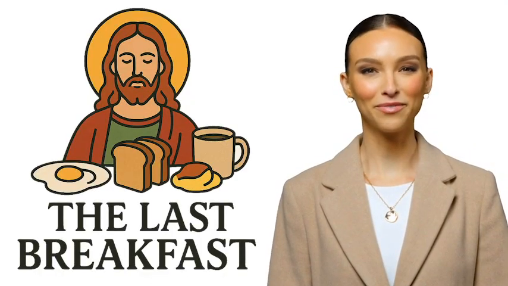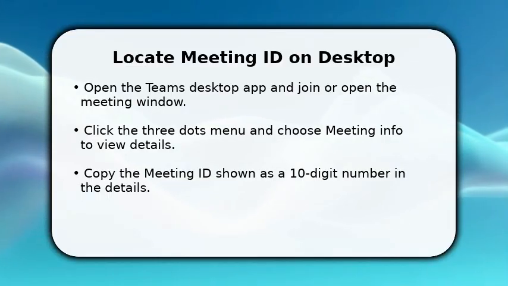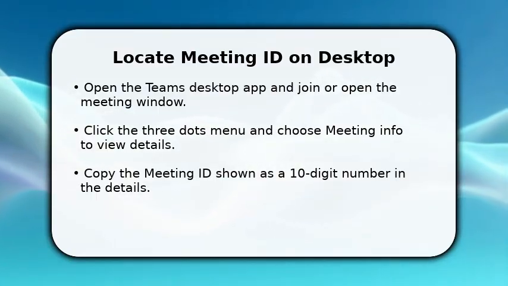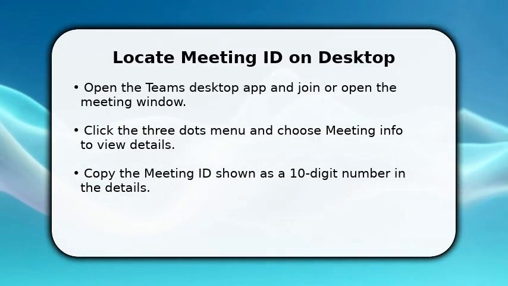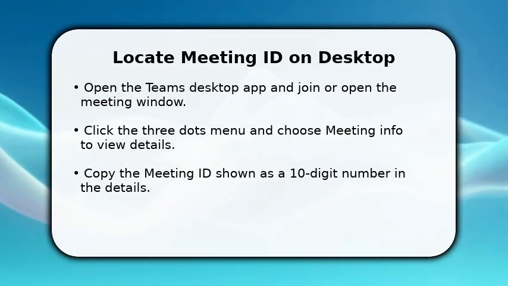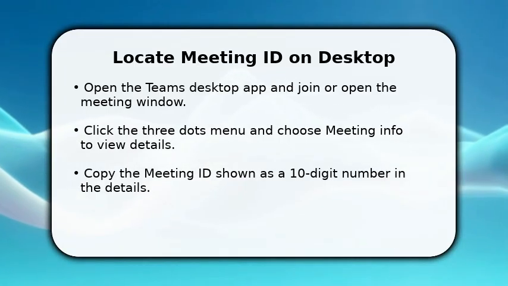Please enjoy the video. Open the Teams desktop app and join or open the meeting window. Wait until the meeting controls appear at the top or bottom of your screen. Click the three dots menu labeled More Actions to reveal meeting options. Choose Meeting Info from this menu to open the Meeting Details pane.